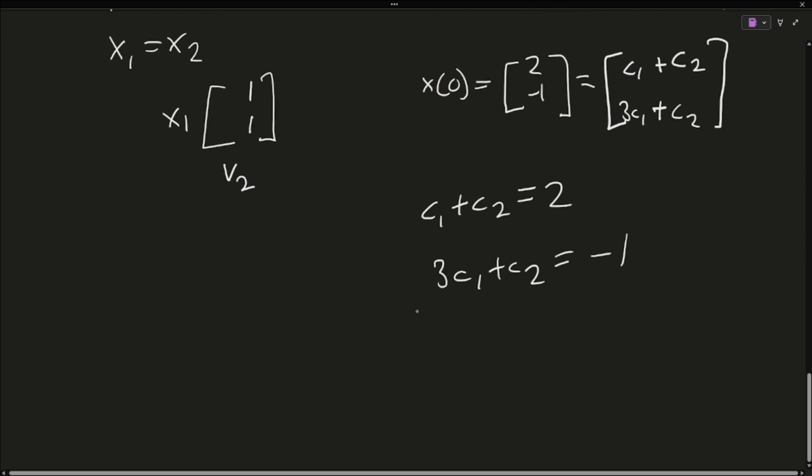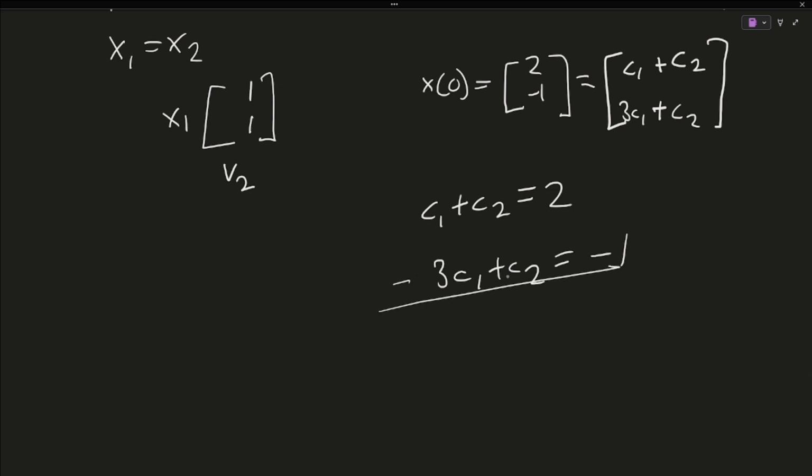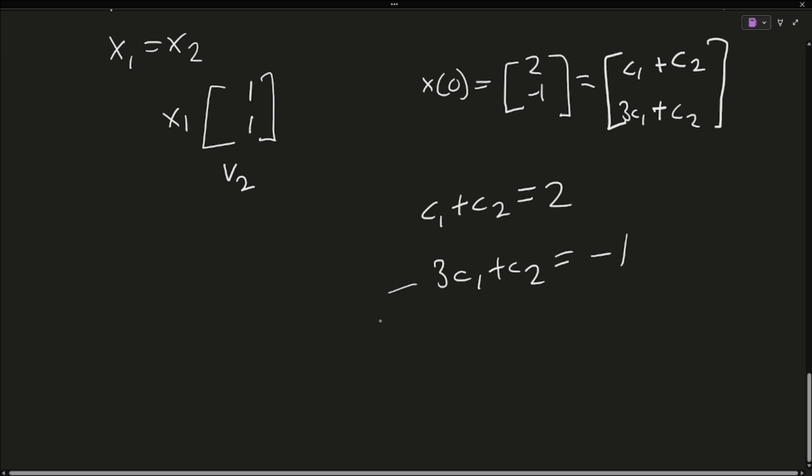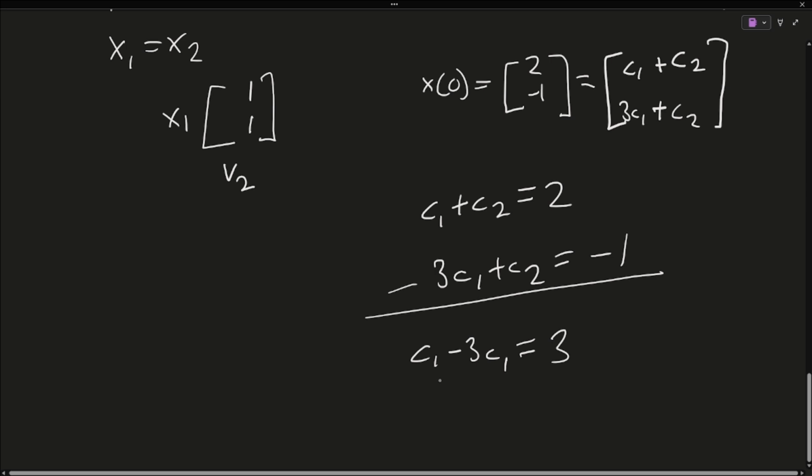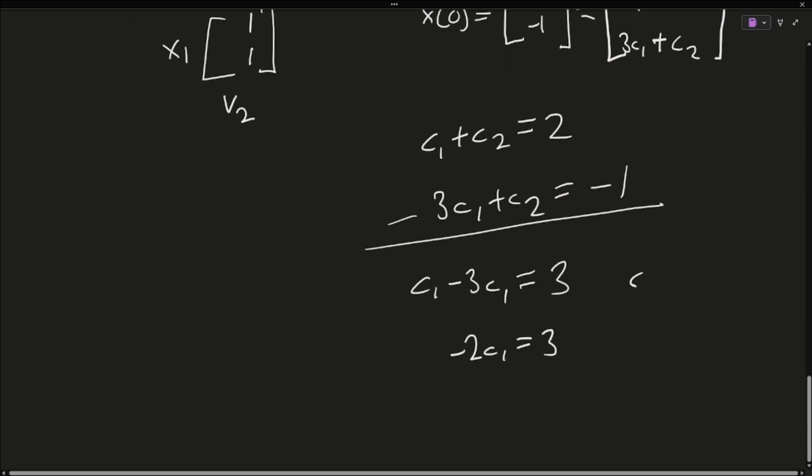Well, there are many ways you could solve these systems of equations. What I like to do is just eliminate one term by adding or subtracting, so now we can subtract this equation from the top one, so we can basically get another equation. So c1 minus 3c1 and c2 minus c2 is 0, equals 2 minus negative 1, so we're going to have 3. So we know that negative 2c1 equals 3, so c1 equals negative 3 over 2.